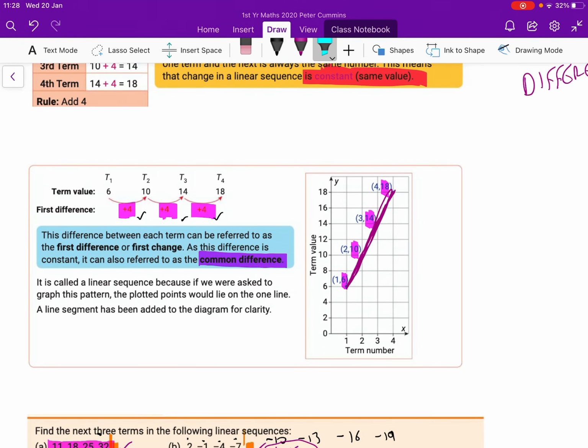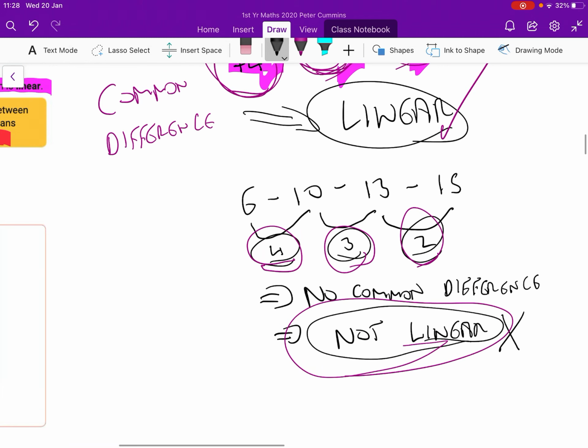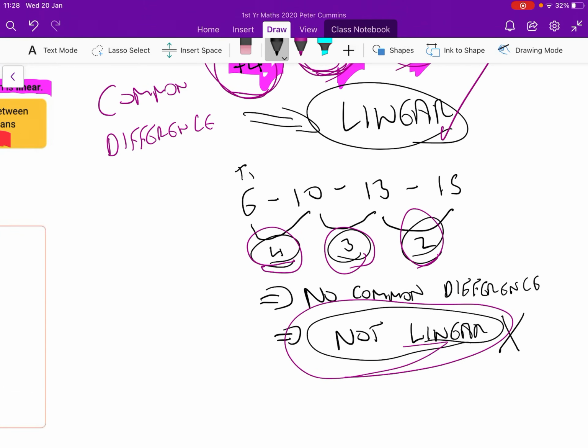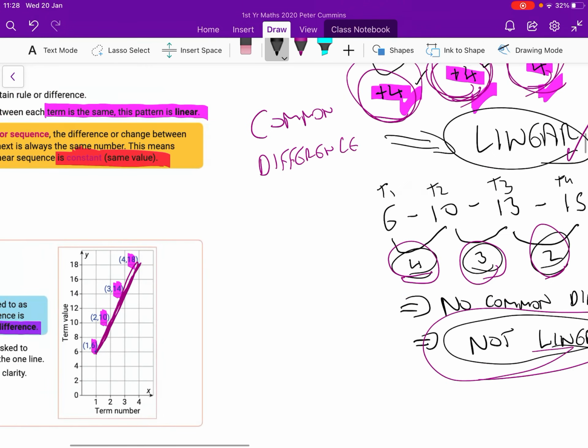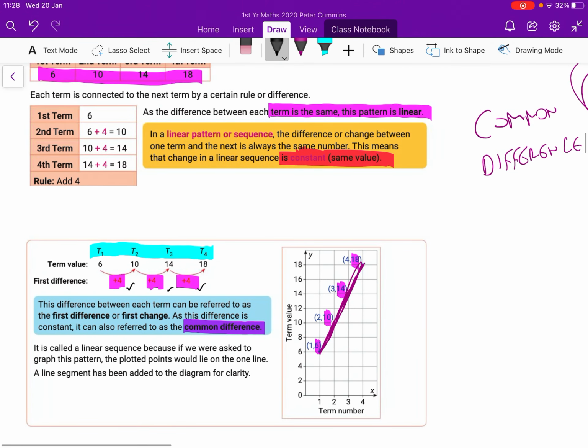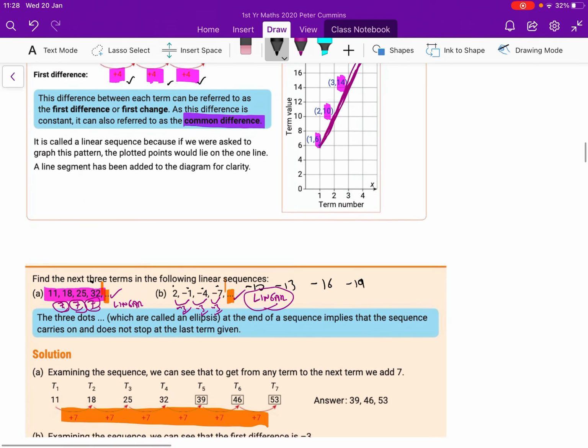You might see these things here. What's T1 and T2 and T3 and T4? That just means term 1, term 2, term 3, and term 4. If I go up here to our own example, I could call this T1, T2, T3, and T4. We get to the T's later on when we're looking at things like Tn. Don't worry about that for the moment.